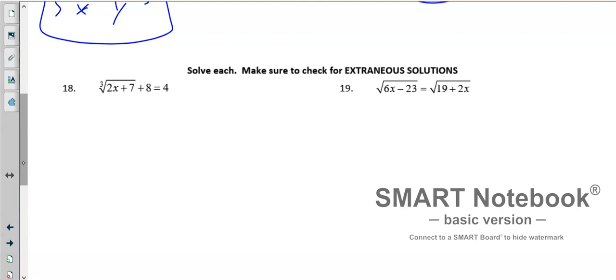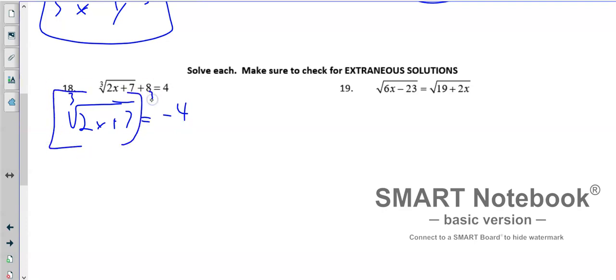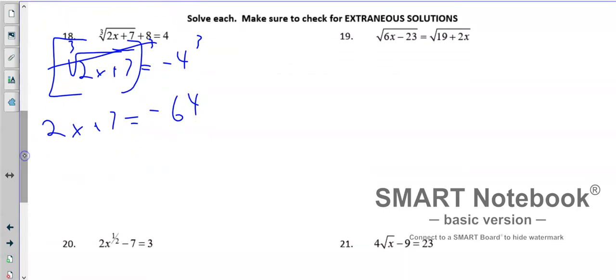All right, here. First thing we need to do is subtract 8 from both sides. So that gives me the cube root of 2x plus 7 equals negative 4. The way we undo a cube root is to cube both sides. That gets rid of this, and that just gives me 2x plus 7 equal to negative 64. And now we're back to an Algebra 1 problem. We're going to subtract 7 and get negative 71. Divide by 2. It's okay. We have a negative answer, and it's also a decimal.